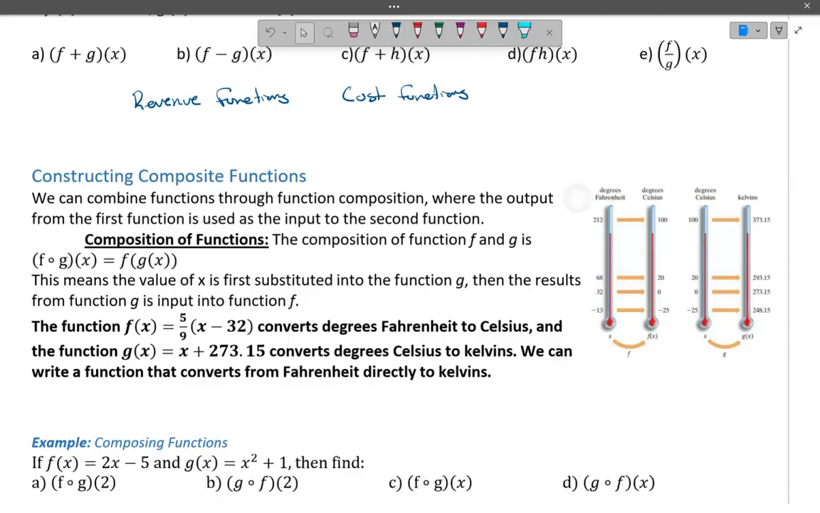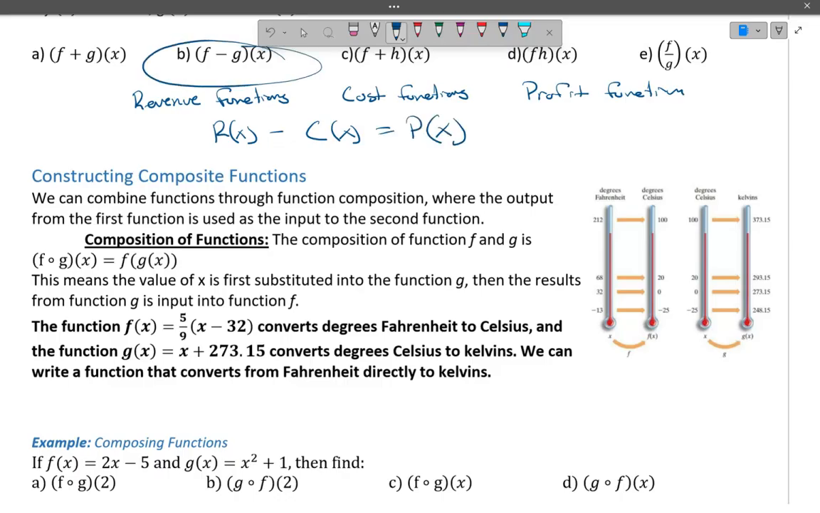And so we can create a profit function by taking our revenue function and subtracting our cost function, and that gives us our profit function. So this is an example of function subtraction.